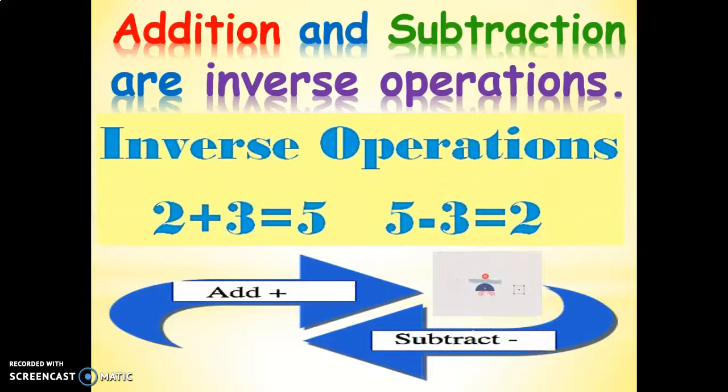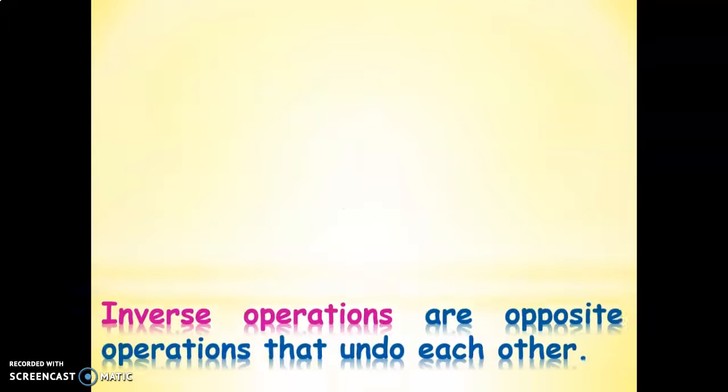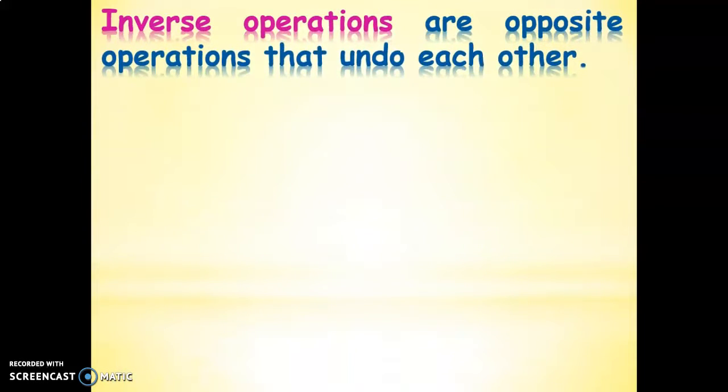Here's an example of an inverse operation. We have 2 plus 3 equals 5, and we have 5 minus 3 equals 2. Inverse operations are opposite operations that undo each other.